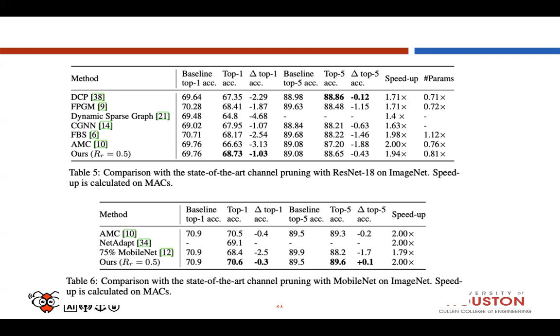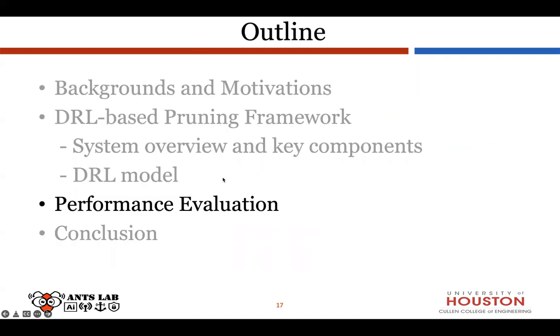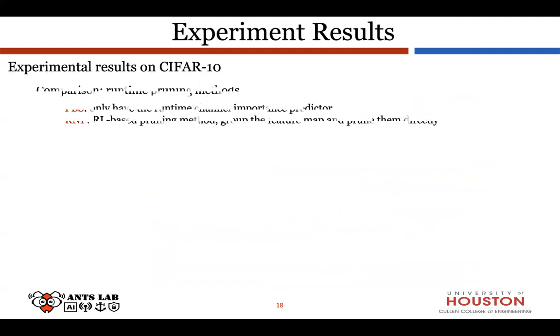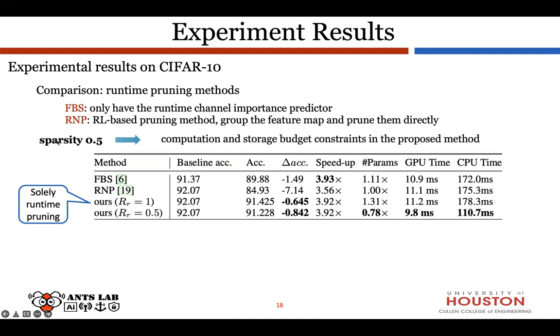The storage and the computation budget, things like that. So do they fix the budgets? Yes, as I mentioned, they fix the sparsity ratio. For example, they set the same sparsity ratio for all the other methods, but for this method, they cannot set the sparsity ratio because it is generated by the deep reinforcement learning agent. So we cannot fix it. We use the constraint, which is related to this sparsity ratio.